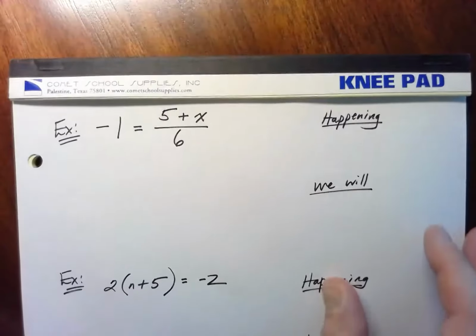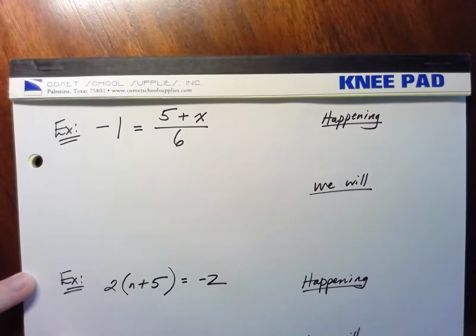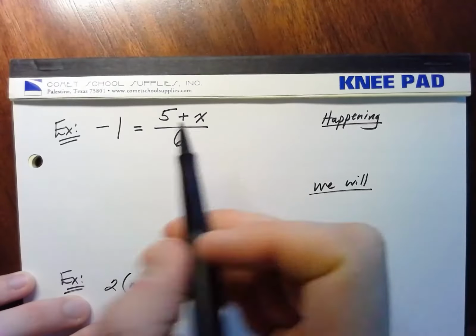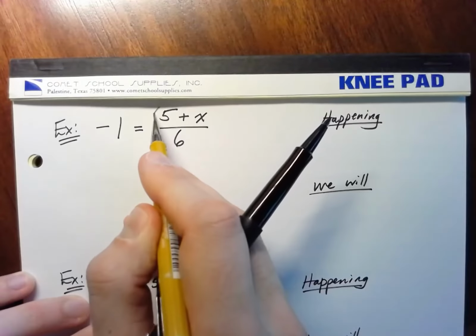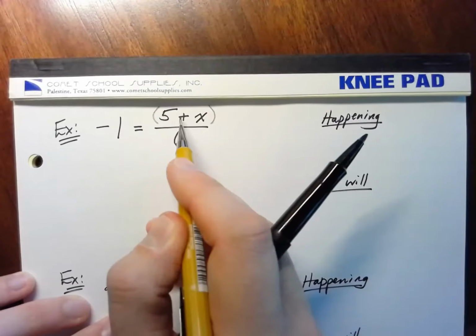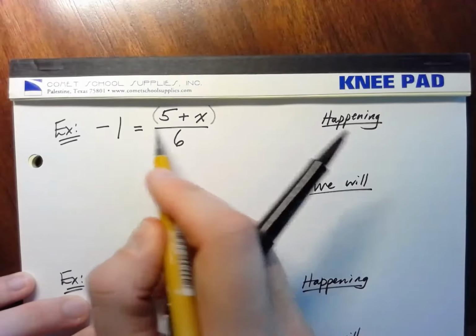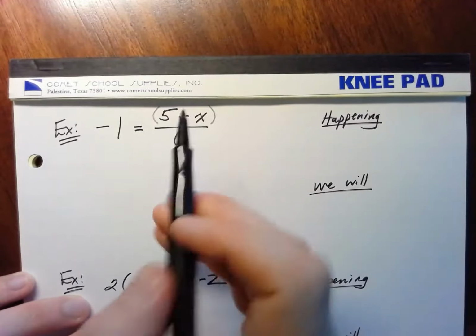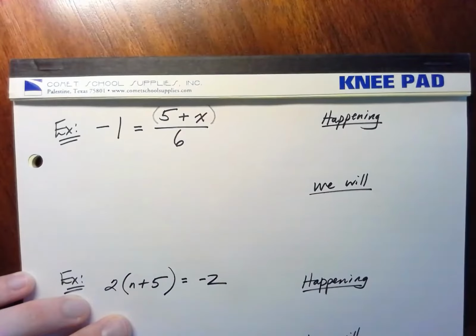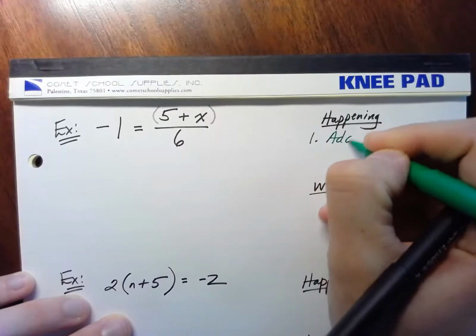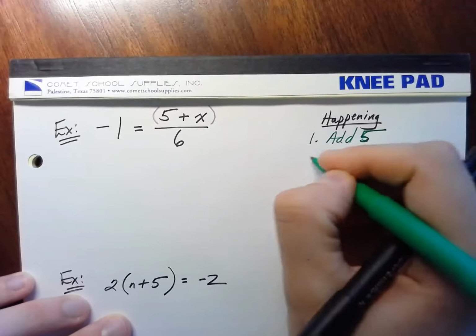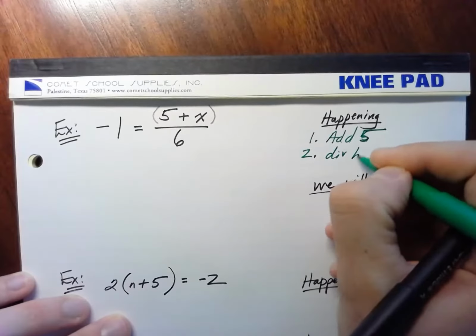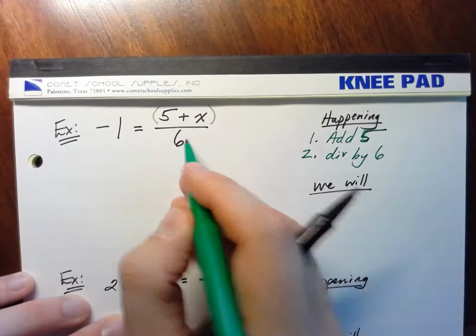Okay, a few more examples to do. Okay, so what's happening to x in order? And remember that when you have a situation like this, where you have some addition or subtraction that's in the denominator, that's locked in until further notice. So x plus 5, the first thing that's happening to x is it's being added by 5. And then the second thing that's happening to it is divide by 6.